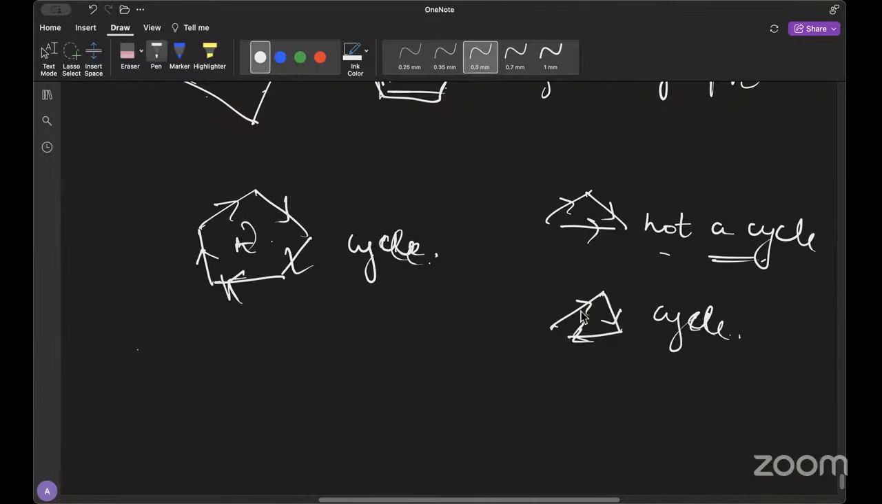Because it's following a particular order, right? From here to here, then from here to here, then from here to here. This is not following any order. This one is opposing the direction.